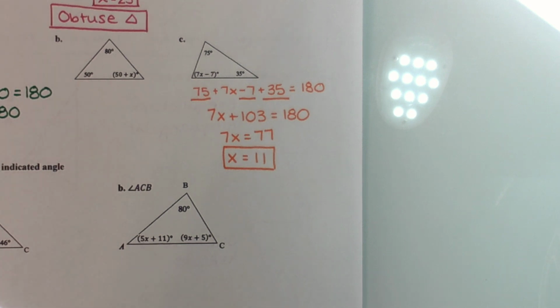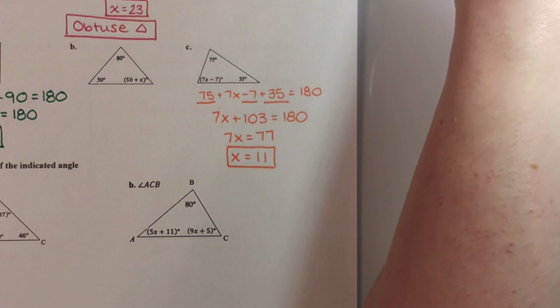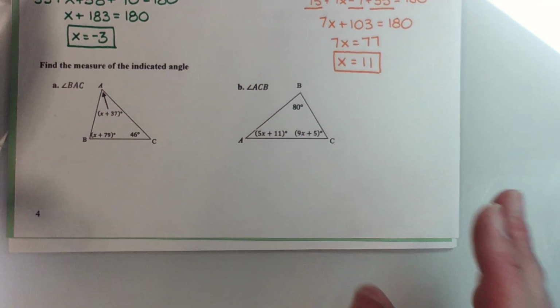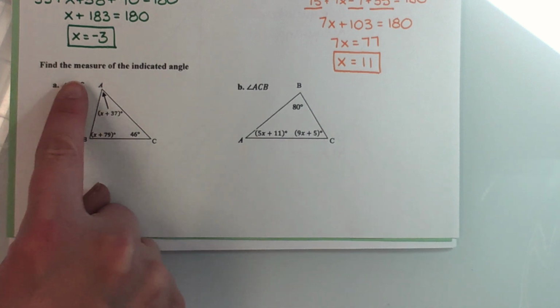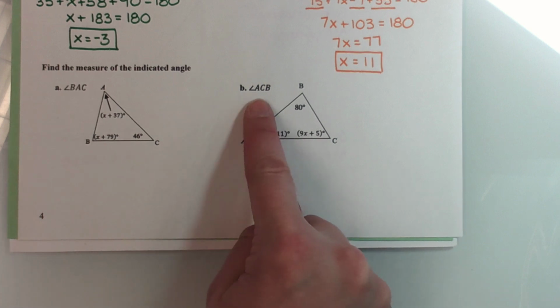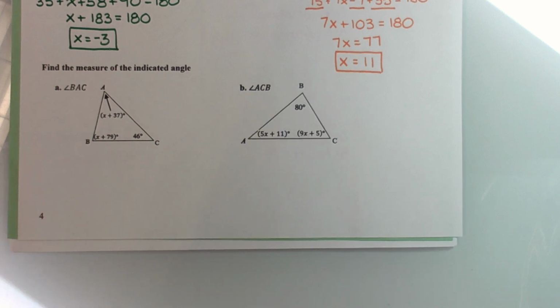Still pretty easy? Okay. Got to change instructions again. Last question says find the measure of the indicated angle. And then it gives us an angle BAC, or on this one, angle ACB. Thoughts? I could do the same thing. I would solve for x, and then how do I find the measure of the angle?